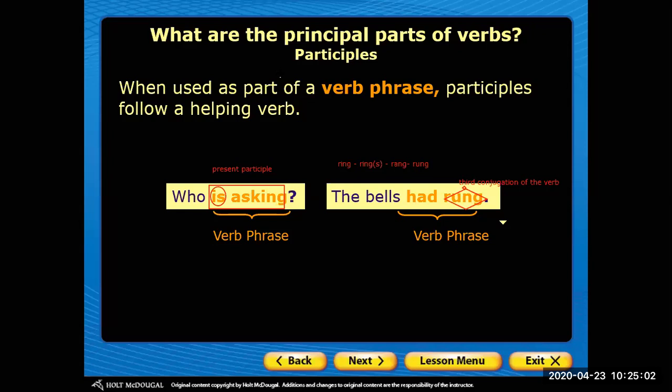So what about had rung all together? What do we call this? The participle form of the verb, the past participle form of the verb. What is this again? Past participle form of the verb. All right. How about the word had? What do we call the word had? Anybody?